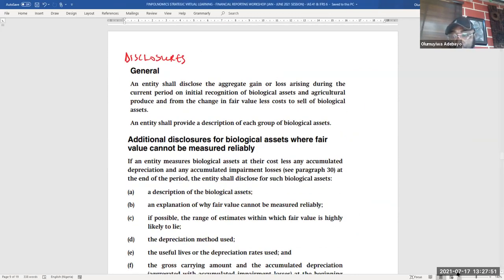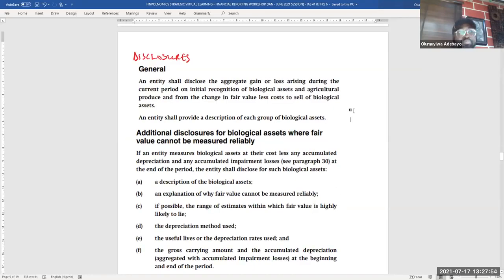What are we to disclose with respect to the standard? Who will volunteer? Okay, let me go. Disclosures, general. An entity shall disclose the aggregate gain or loss arising during the current period on initial recognition of biological assets and agricultural produce, and from the change in fair value less cost to sell of biological assets. An entity shall provide a description of each group of biological assets.